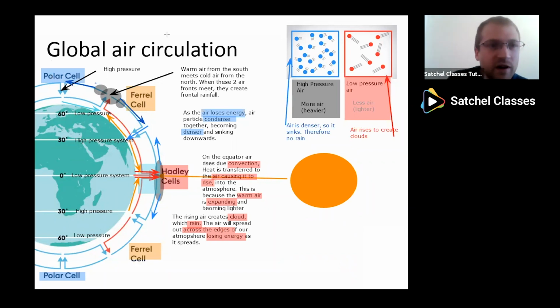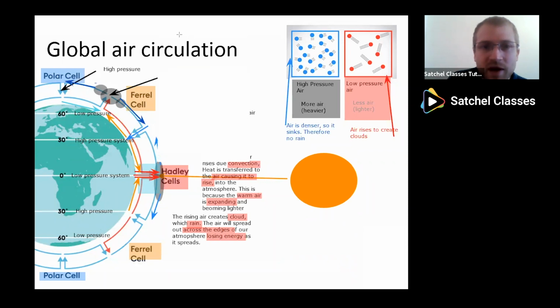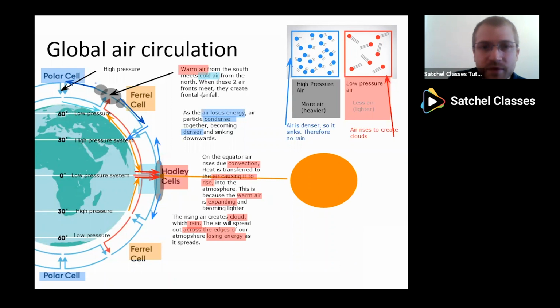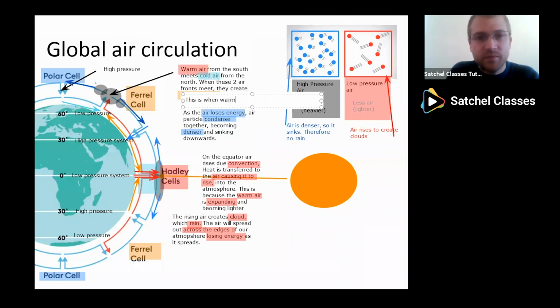So this, just to highlight, and we'll just do it so we've got warm air meeting the cold air. When they both meet, they create frontal rainfall. So air still rises, it's the warm air that rises over the cold air. So I'll just add this bit there. This is when warm air and lighter air rises over cold, denser air.